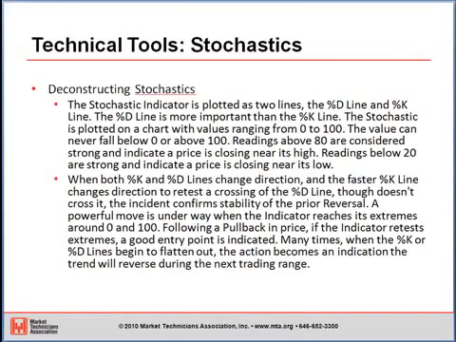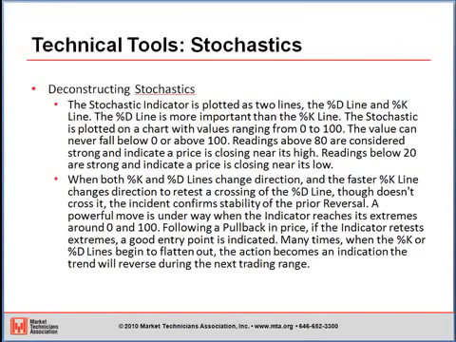Deconstructing stochastics. Stochastics are a bounded oscillator that are plotted as two lines that move only from 0 to 100. By bounded, we mean no matter what the market does, all the stochastic can do is move from 0 to 100. Readings above 80 are considered strong and indicate prices closing near their high for the period, and readings below 20 are strong and indicate a price is closing near its low.